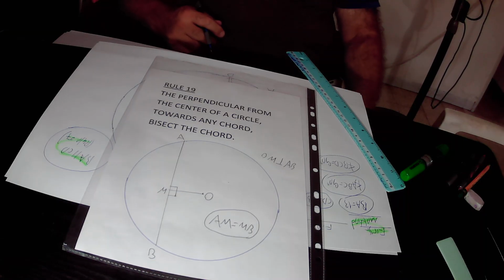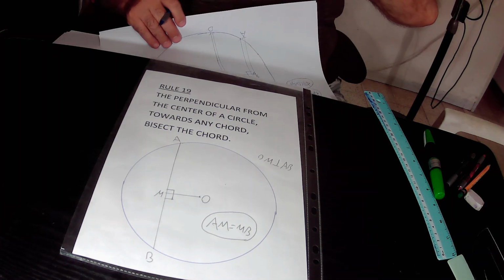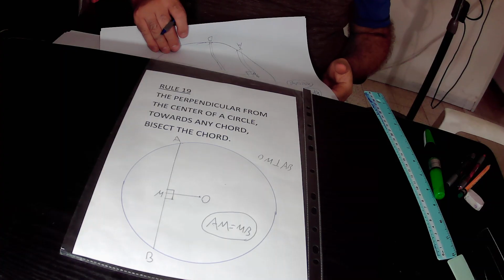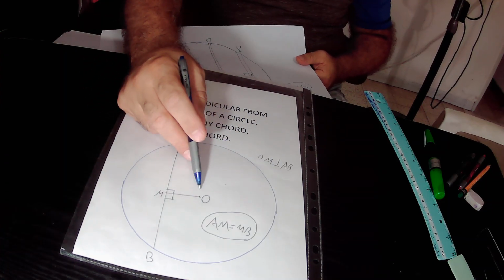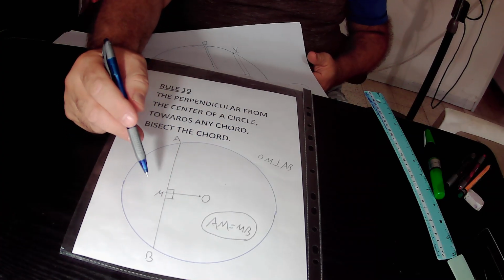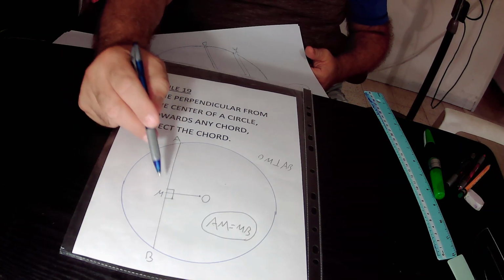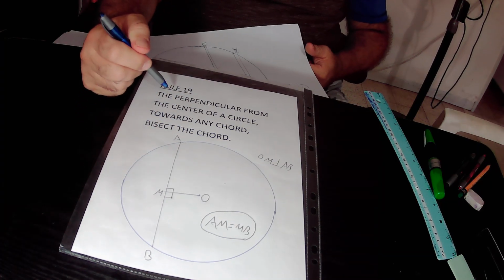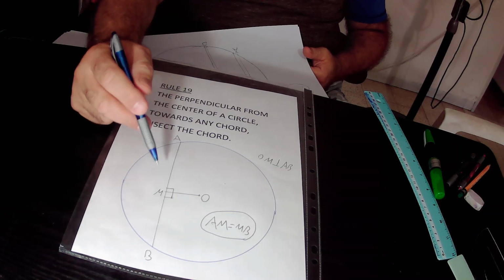According to rule 19, the perpendicular from the center of a circle towards any chord bisects the chord. So in the moment we have a circle, point O is the center of this circle. This is chord AB, that could be any chord of this circle. From point O, we go perpendicular OM on chord AB. And according to rule 19, the perpendicular OM on chord AB bisects chord AB.